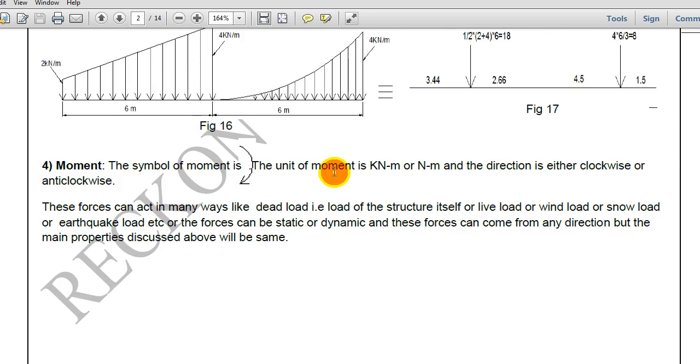The fourth type of the loading is moment loading. Moment has its unit kilonewton meter or Newton per meter, and it will not be a load, so it is a moment, it has a sign of clockwise or anti-clockwise.